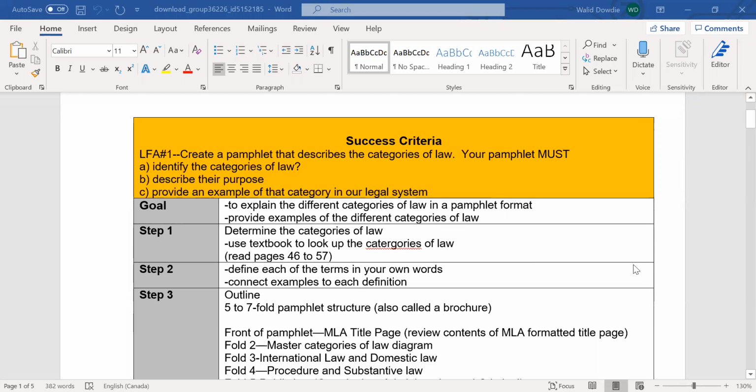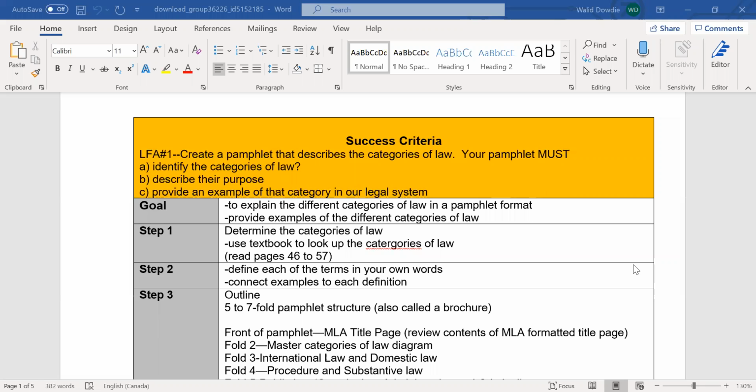Use the textbook to look up the categories of law. So the handout I've given you, you can look at that. I'm also probably going to upload an attachment or a file on YouTube as a link, so I have to figure that out to make sure you have that. Okay?